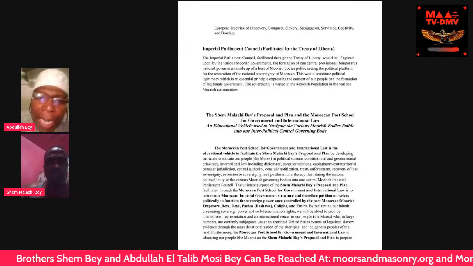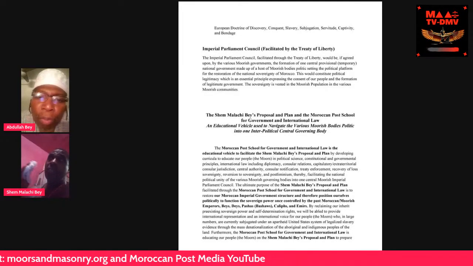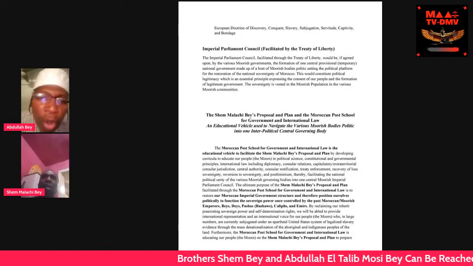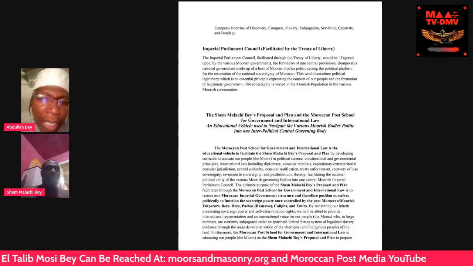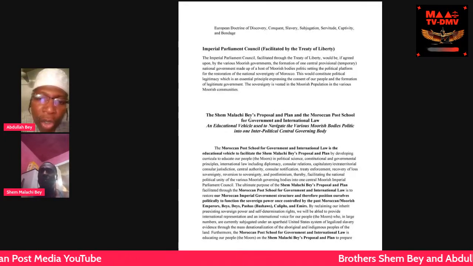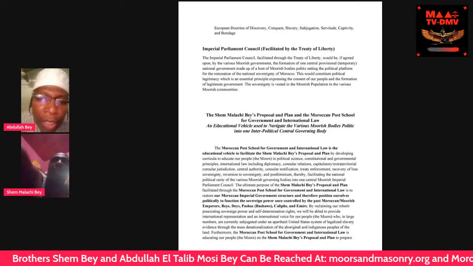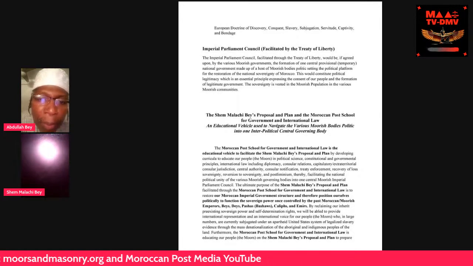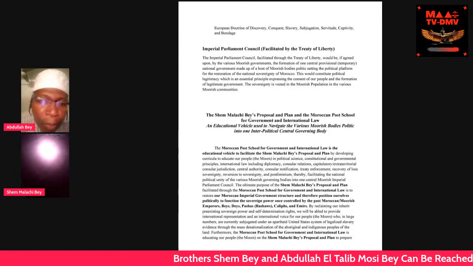The Shem Bey's proposal and plan and the Moroccan Post School for Government and International Law, an educational vehicle used to navigate the various Moorish bodies politic into one interpolitical central governing body. The Moroccan Post School for Government and International Law is the educational vehicle to facilitate the Shem Bey's proposal and plan by developing curricula to educate our people, the Moors, in political science, constitutional governmental principles, international law, including diplomacy, consular relations, compensatory extraterritorial consular jurisdiction, central authority, consular notification, treaty enforcement, recovery of lost sovereignty, reversion to sovereignty, and post-millennium, thereby facilitating the national political unity of the various Moorish governing bodies into one Moorish Imperial Parliament Council.